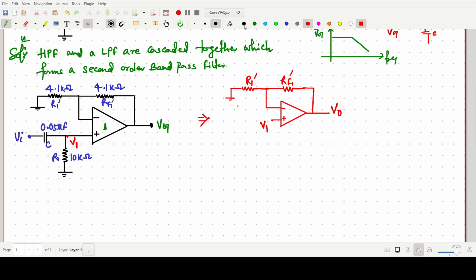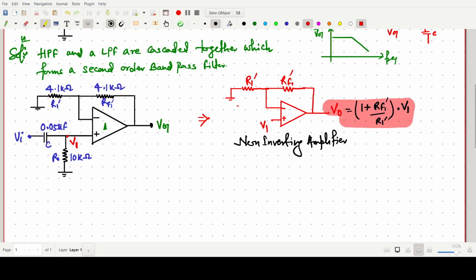So this configuration is nothing but a non-inverting amplifier, yes or no? And this V naught is simply 1 plus RF1 dash upon R1 dash into V1, that we know. This is a simple fundamental, that the V naught value will be like this. Now we will move forward. So V1 we have to find. If we find the value of V1, we can easily find the value of V naught 1.